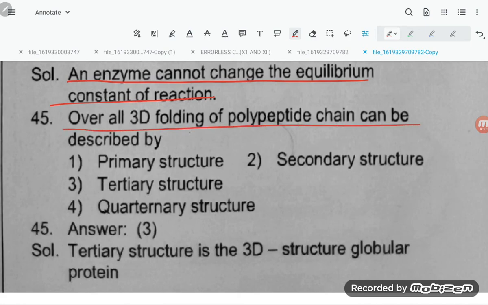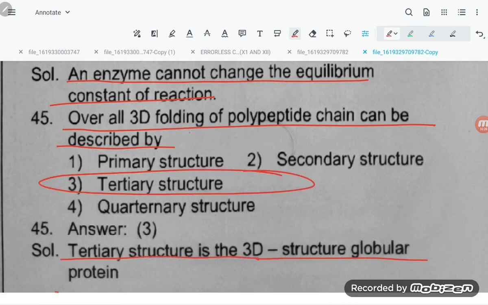The overall 3D folded polypeptide chain can be described by the tertiary structure. So tertiary structure, the 3D structure of globular protein, is what is known as the 3D folding of the polypeptide chain.